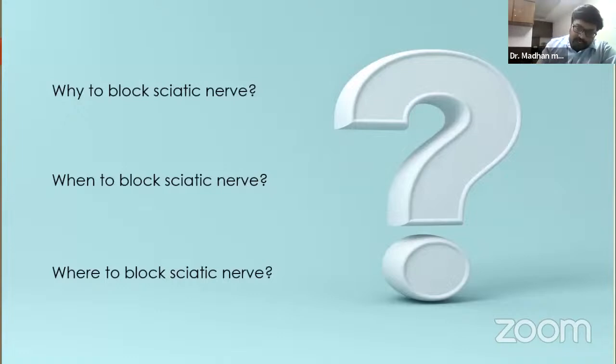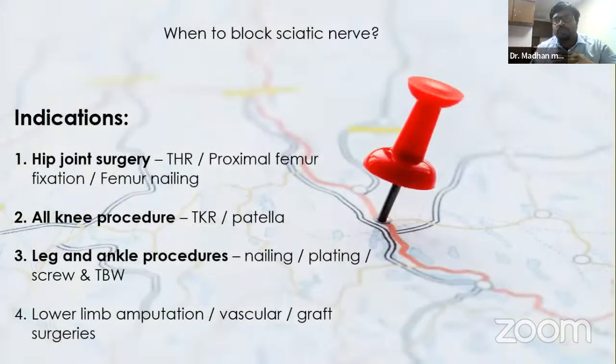So why do you want to block the sciatic nerve? It supplies the majority of the posterior component of the lower limb. As far as the muscles are concerned, the entire muscles of the posterior component, mainly the calf muscles and the hamstring muscles, are supplied by the sciatic nerve, and the dermatome is covered by the posterior cutaneous nerve of thigh. As we move distally in the leg, the posterior, lateral, and anterior compartments, everything in dermatome is covered by the sciatic nerve branches.